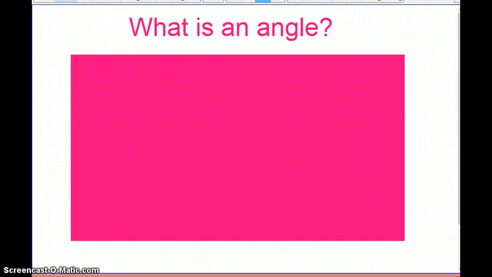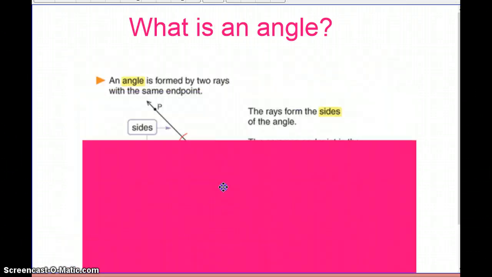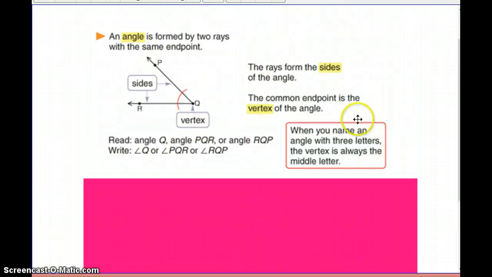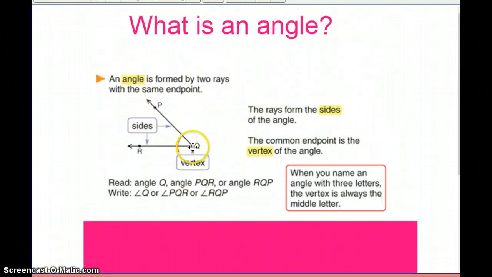The next word is an angle. So what is an angle? Let's go ahead and peek. Oops, sorry. An angle is formed by two rays. So here we see one ray, here we see another ray. It always has the same end point, and that has a special name. It's called a vertex. This is another word that you're going to need to know for your quiz. So a vertex is simply an end point on an angle.